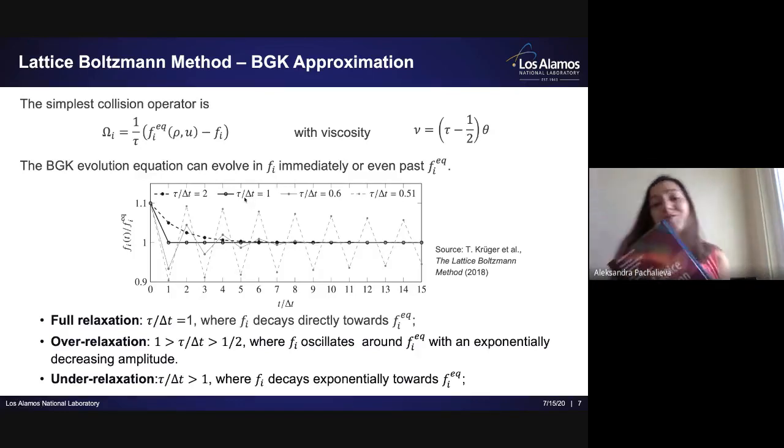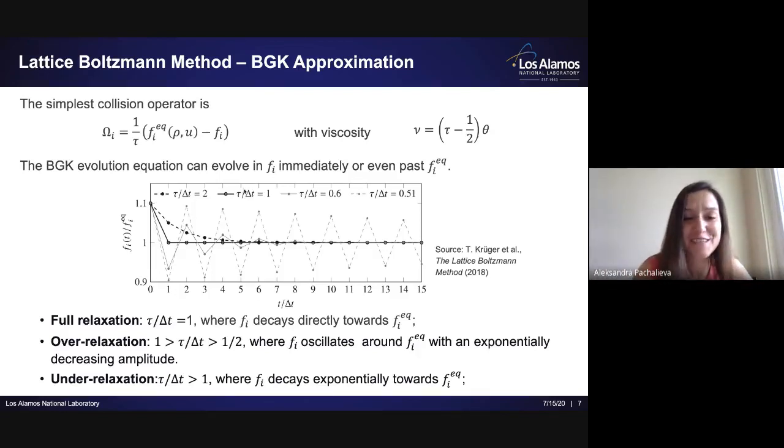It's a really nice book. Please, just a short advertisement for that. I use it because it gives a perfect explanation of how the relaxation depends on tau. So if we have the relation tau over delta t equal to 1, we have full relaxation, so our fi's decay directly to the equilibrium distribution function given here.